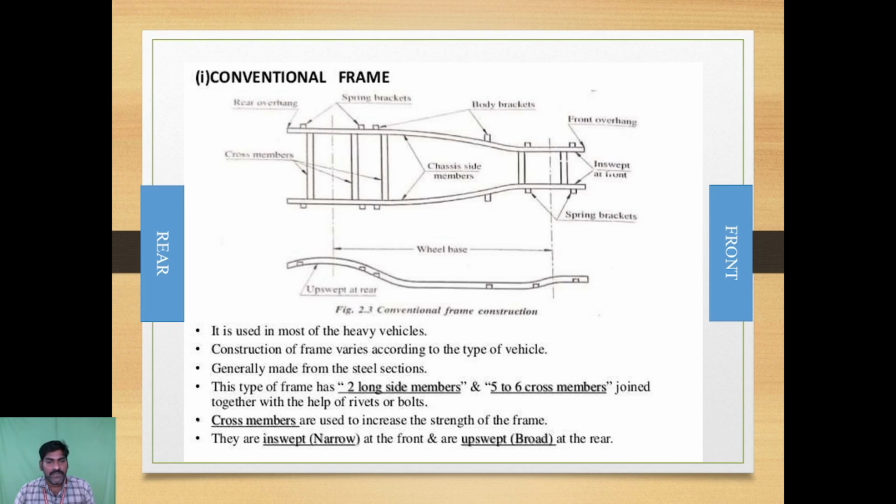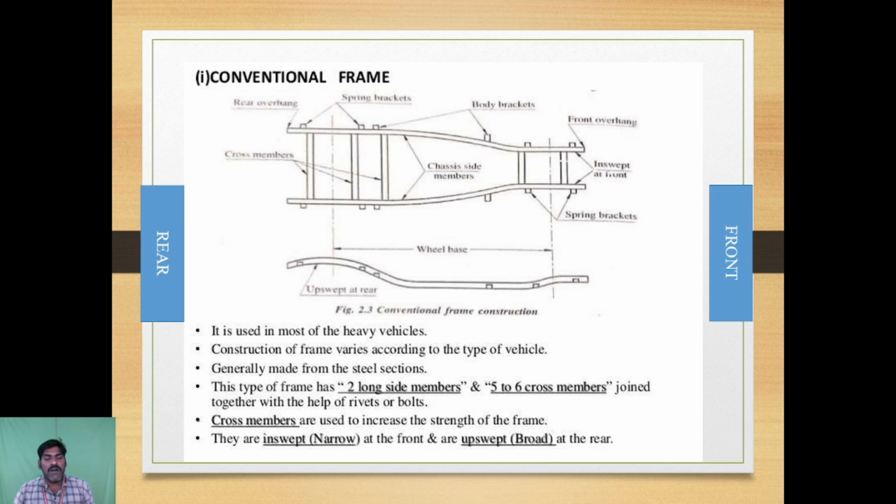Conventional frame. Front, this is the rear. First one, it is used in most of the heavy vehicles. Second one, the construction of the frame varies according to the type of vehicle. Third one, it is generally made from steel sections. Fourth one, this type of frame has two long side members and 5 to 6 cross members joined together with the help of rivets or bolts.